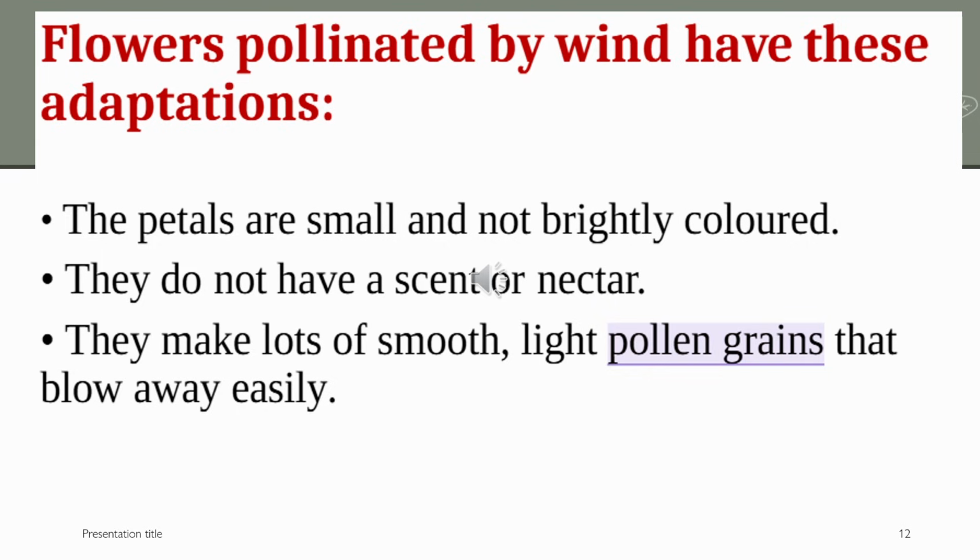So plants that are pollinated by wind have this adaptation. Their petals are small and they are not bright in color. They do not have nectar and they do not have any scent. Their pollen is smooth and light, which means it can be blown away easily by the wind.